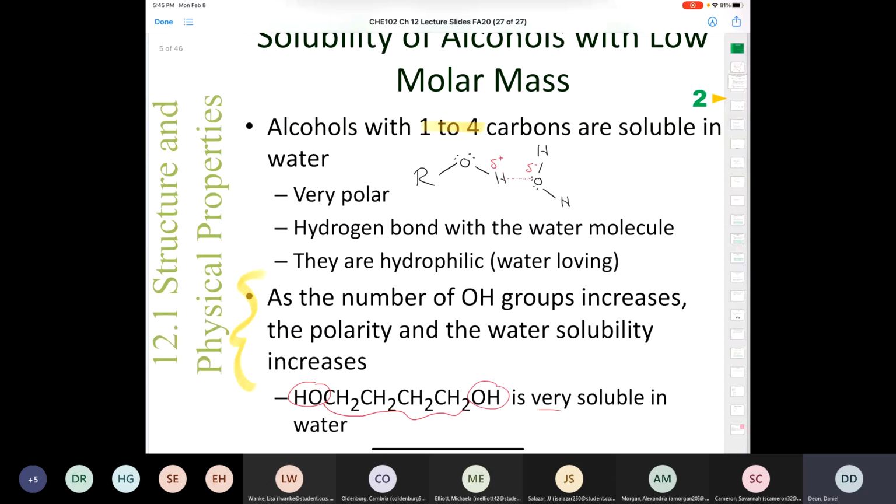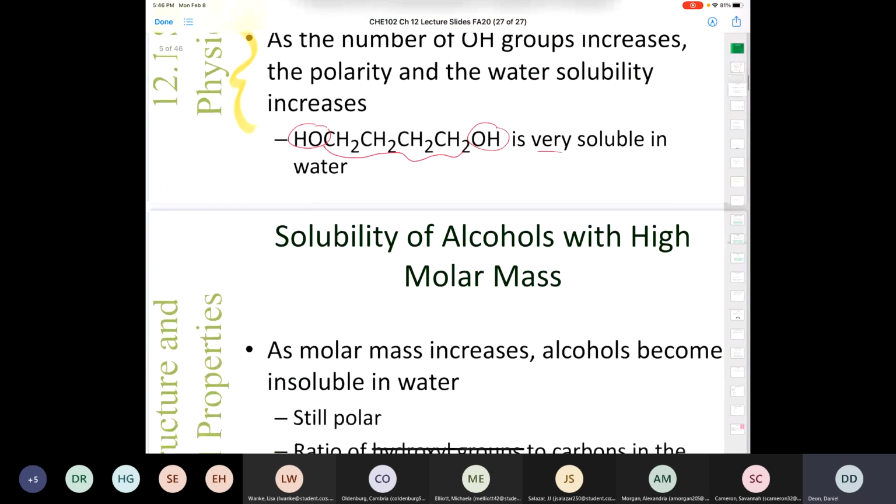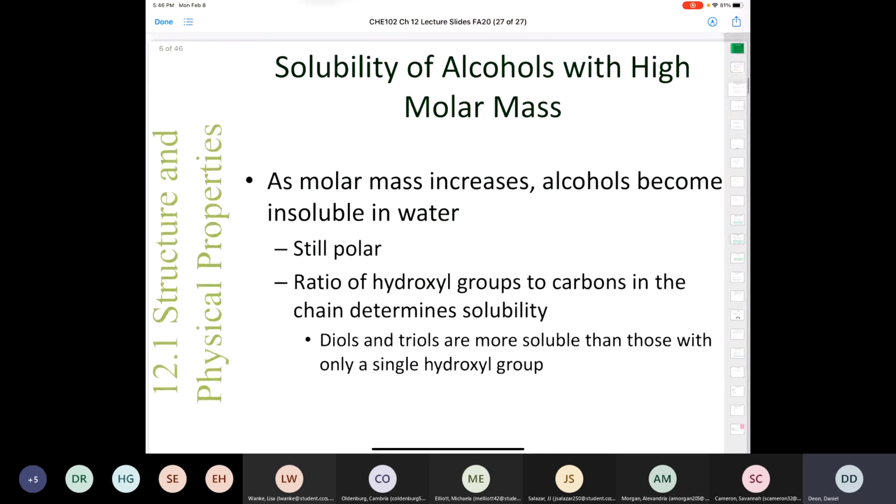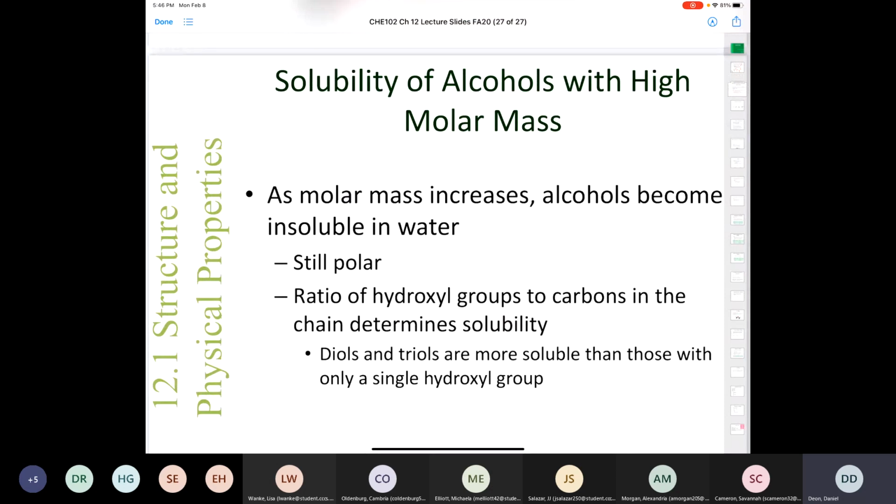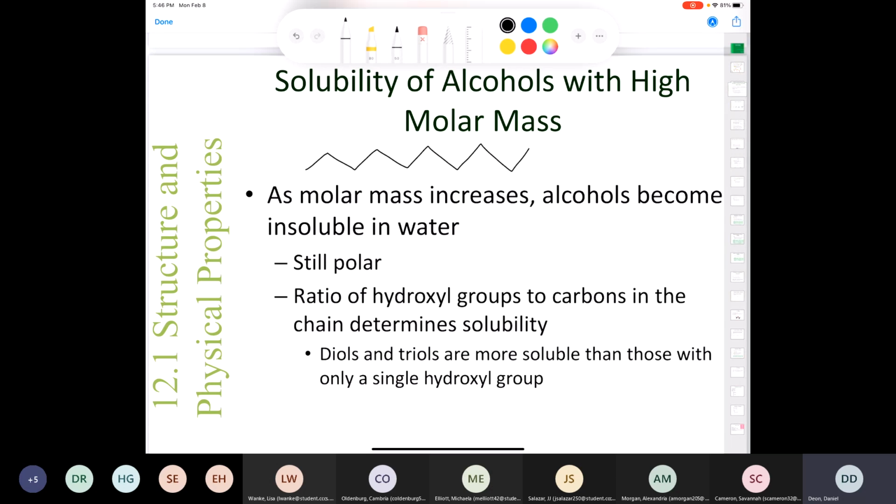Now, what you need to be able to do is to compare the relative solubilities of alcohols. So let's think about, what if we had an alcohol with a high molar mass? It says as the molar mass increases, alcohols become insoluble in water. Now, if you're wondering, what exactly does that mean, Mr. Dion? Let me show you. If you had an alcohol like this, let's say you had 1, 2, 3, 4, 5, 6, 7, 8, 9, 10 carbons, and then your hydroxyl.